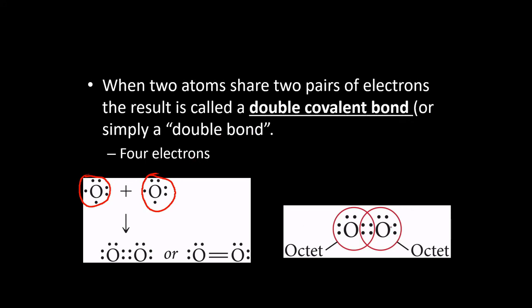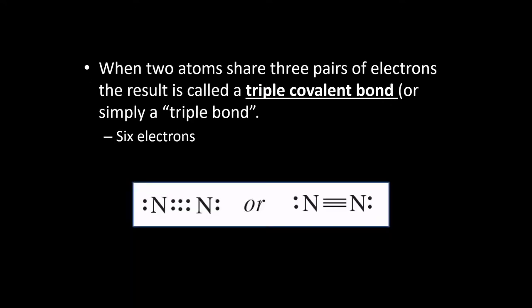And so once again, everything involved here ends up happy. The oxygen has its octet, this oxygen has its octet. Now we're just sharing 4 electrons in 2 bonds instead of only sharing 1. And that is perfectly fine. That is perfectly acceptable. We can take that a step further.